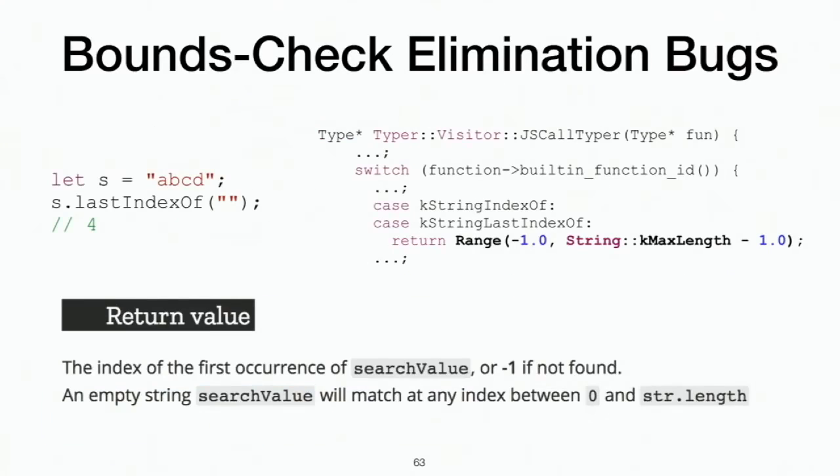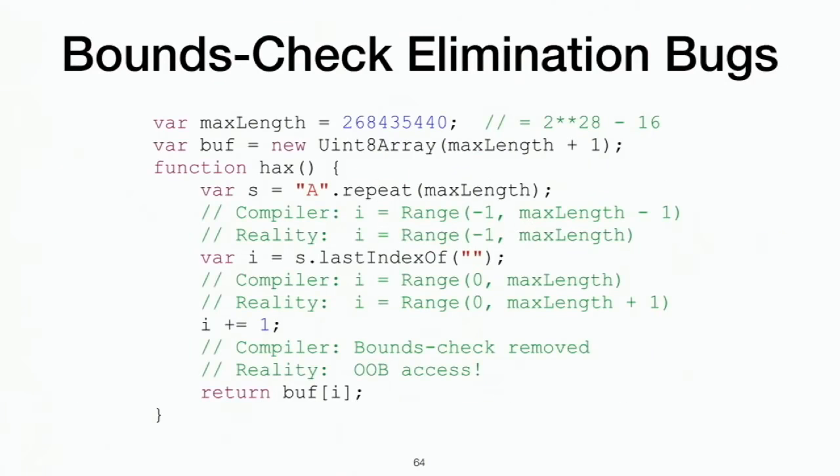Or so they thought, because if you look at the documentation, there's this one sentence that says that an empty string search value will match at any index between 0 and the length of the string. So you can see that here in this code snippet, there's a string of length 4. If I search for the last index of the empty string, it actually gives me 4, right? What that means is that this typer code here that tried to determine the output range is off by 1. So actually, this call can also return string.maxLength. So how can you exploit this? That's essentially the pseudocode that you would need.